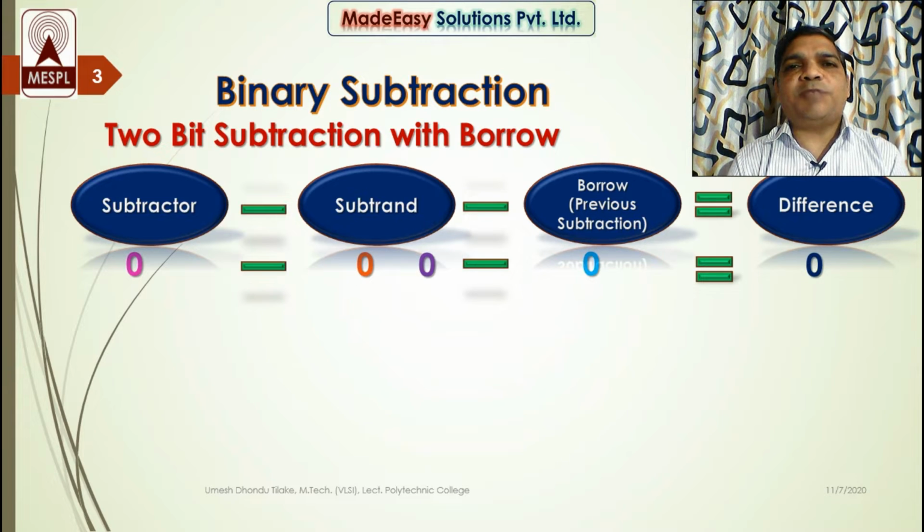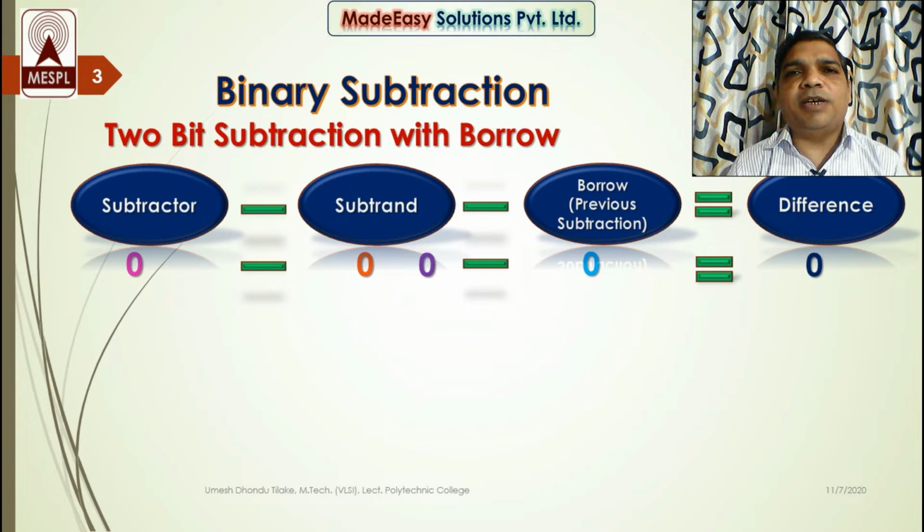Now let's check the next possibility. What will be the next possibility? If you remember the binary numbers we saw in the video on the binary number system, then you will find that the next possibility is 0 0 1. That means the borrow given to previous subtraction will be 1 and both my subtrahend and subtractor will be 0. So let's check.